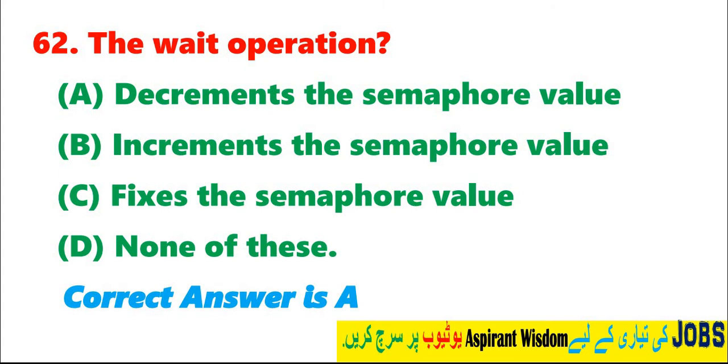62. The wait operation: A. Decrements the semaphore value. B. Increments the semaphore value. C. Fixes the semaphore value. D. None of these. Correct answer is A.